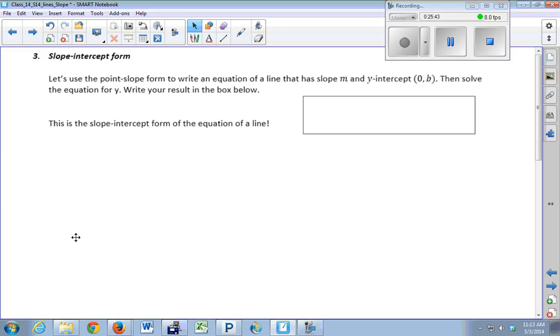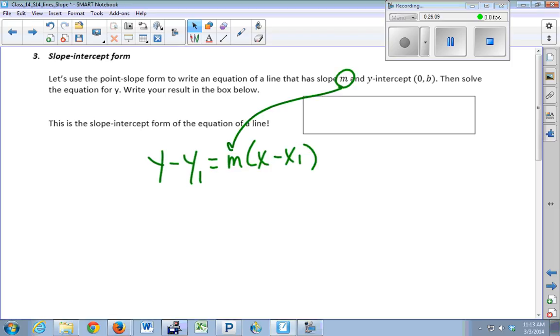I'm thinking that most of this is a slope review. If you need me to slow down at all, just raise your hand or say stop. Let's use the point-slope form to write an equation of a line that has a slope m and a y-intercept of (0, b). So we're going to use the point-slope form of a line. That's this form. The slope is m, and the y-intercept is (0, b), so that's an x1 and a y1 right there. So I'm going to put those values in. So y take away b is equal to the slope times x take away 0.